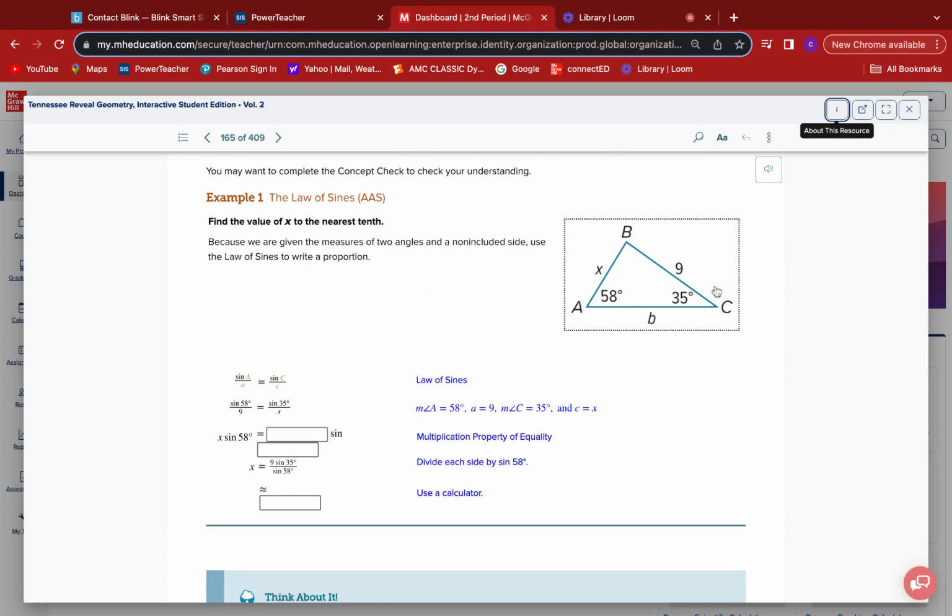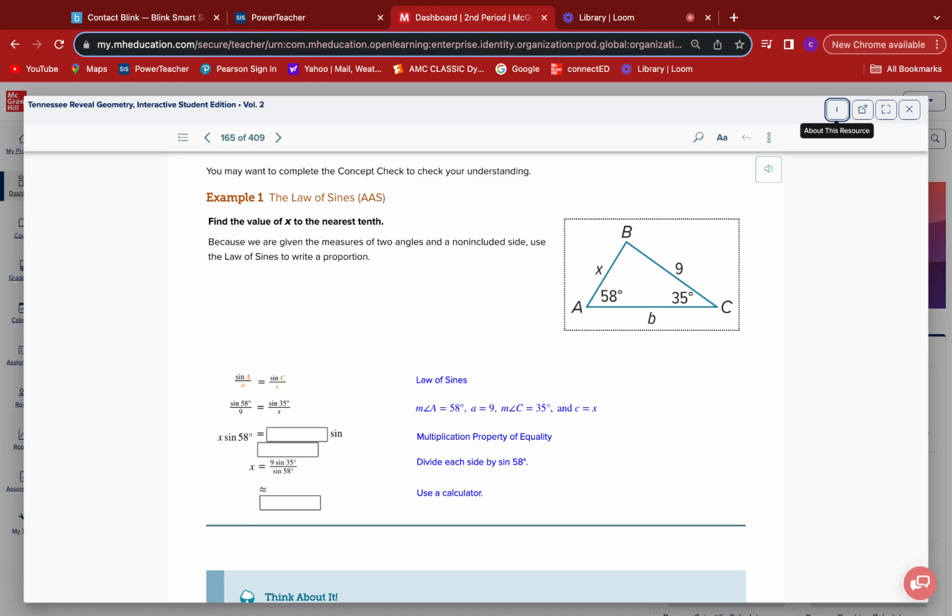Okay, so how do I approach this? First off, this is not a right triangle. Therefore, it's not trying to figure out if it's a sine, cosine, or tangent. It's going to be one of the laws, and there are two laws, the law of sines and the law of cosines. So how do you tell the difference between the two, or which one to use? Okay, depends on what you've got. If you've got a matching set, it is the law of sines. If you do not have a matching set, it is the law of cosines.